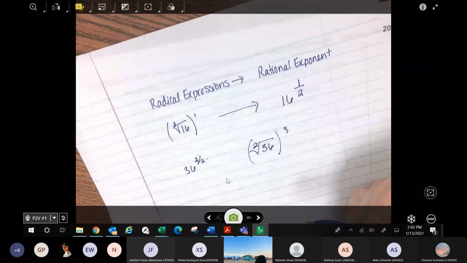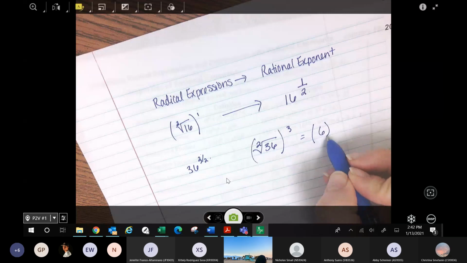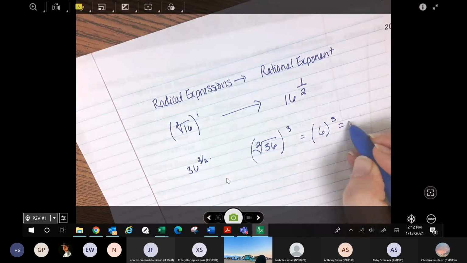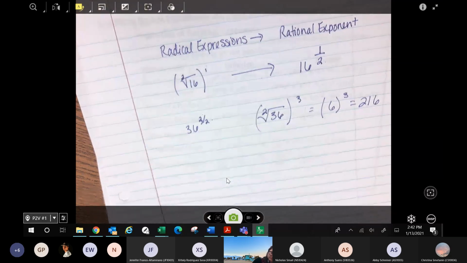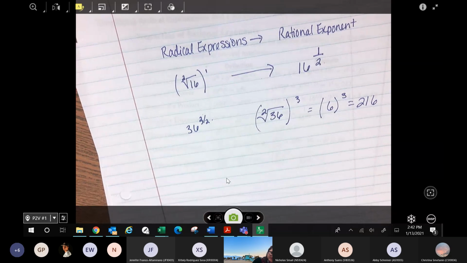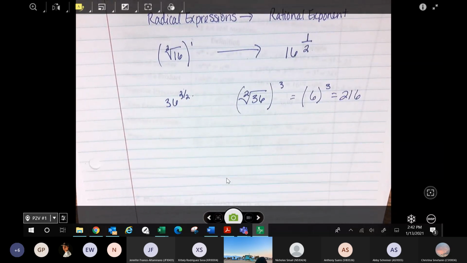What's the square root of 36? Just 6, right? So your final answer is 6 to the 3rd power, which is 216. Okay, that was the basis from yesterday's lesson. Do you have any other questions about the stuff that was covered yesterday?